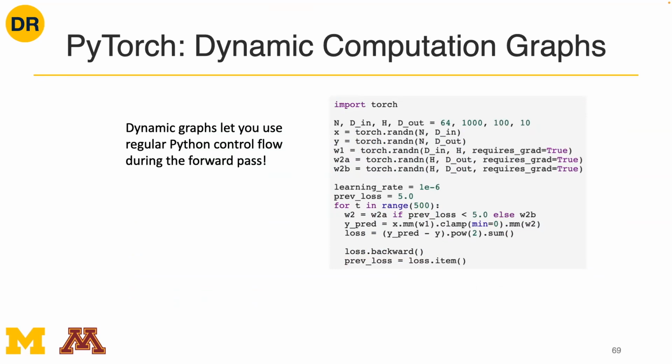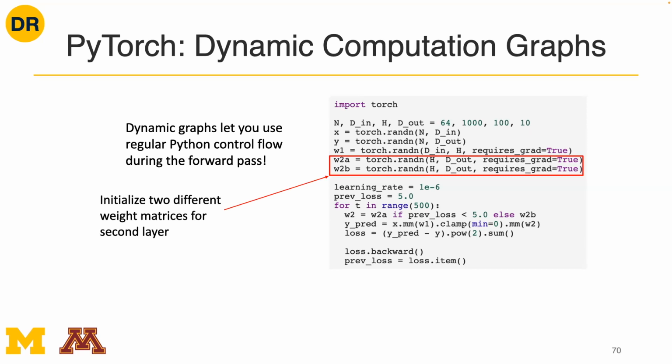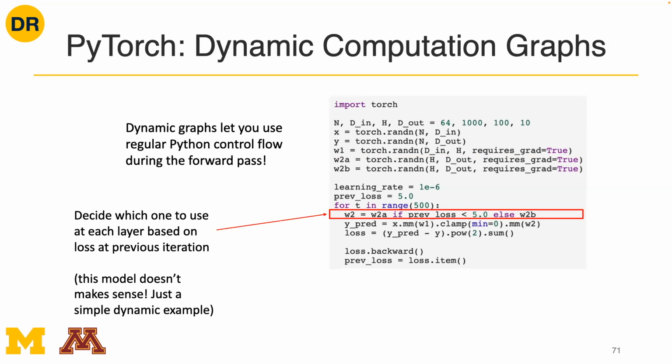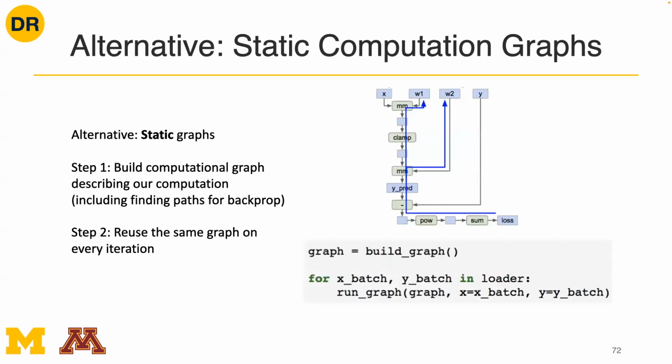To make this sink in, here is an example which has two different weight matrices for your second layer in the two-layer example that we were looking at. And we can also have an if and else that says, okay, we are tracking the previous loss, and if the previous loss is less than 5, we are going to use W2A instead of W2B. So now imagine for every iteration, depending on the previous loss, your computational graph is going to be different. And there are reasons why this is very useful. So I'll show you some examples later. But it is also obvious that with static graphs you can be computationally much more efficient.